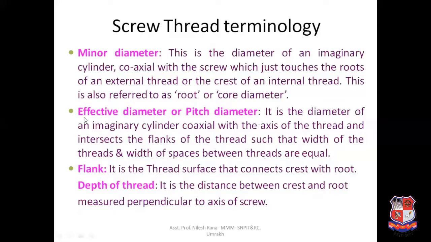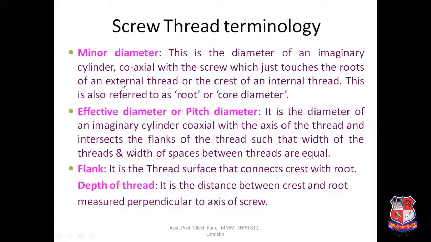It is a very important term, effective diameter, because later we will find out the derivation of the effective diameter. It is the diameter of an imaginary cylinder coaxial with the axis of the thread and intersecting the flanks of the thread such that the width of the threads and width of the spaces between threads are equal. Flank. It is a thread surface that connects crest with root. Next, depth of thread. It is the distance between crest and root measured perpendicular to the axis of the screw.